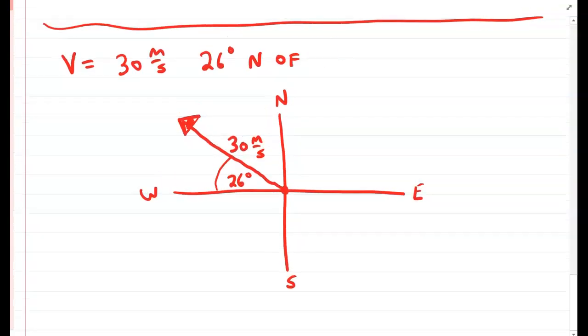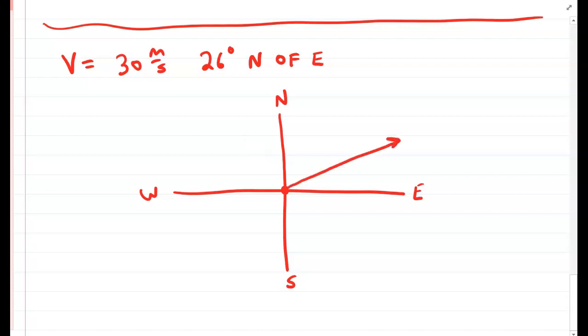What if it was 26 degrees north of east? Well, if it was 26 degrees north of east, here's what I would do. I'd go this way. It would be 26 degrees north of the east axis. So this would be 30 meters per second, 26 degrees north of east. What if it was east of north? Ooh, what would that be? Well, that means you'd go 26 degrees east of the north axis. So we'd go this way. And this angle in here would be 26 degrees. We'd be going 26 degrees to the east of north.